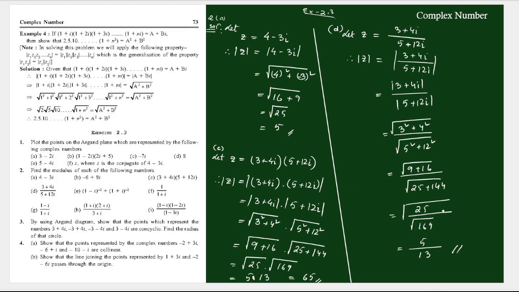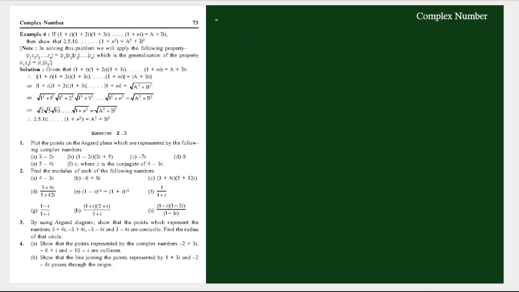And then I hope you will be able to do number E. The rest will be your homework. Okay. I will show you number E: 1 minus i to the power minus 2 plus 1 plus i to the power minus 2. Let z equal to (1 minus i) to the power minus 2 plus (1 plus i) to the power minus 2.